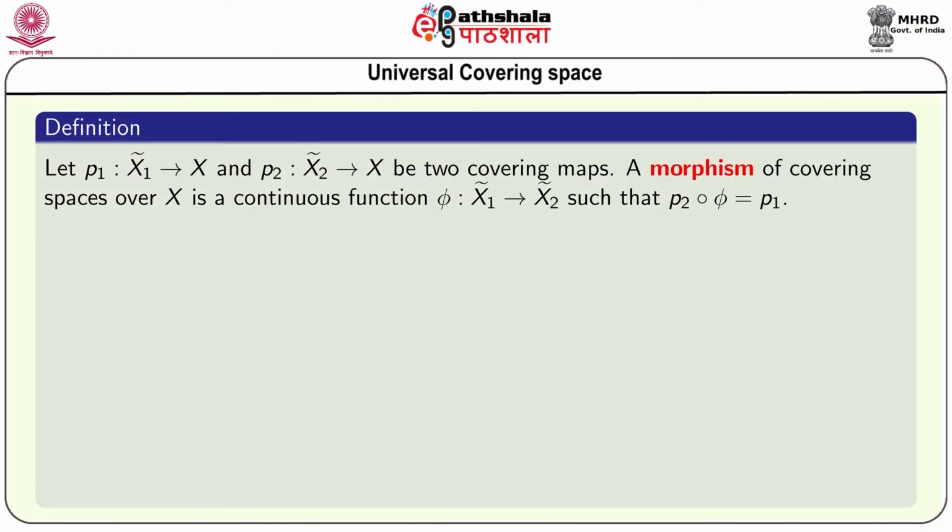Chapter 7, Module 3. In this module, we shall discuss firstly universal covering space and secondly a general lifting theorem. In proving the general lifting theorem, we utilize the path lifting property of covering projection. So, we start with defining universal covering space and then we show that if it exists, then that must be unique. Suppose P1 and P2 are two covering maps.